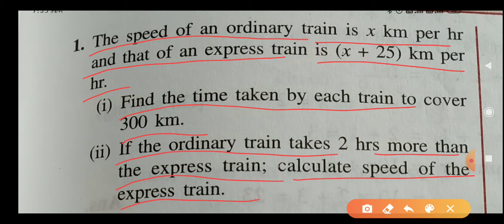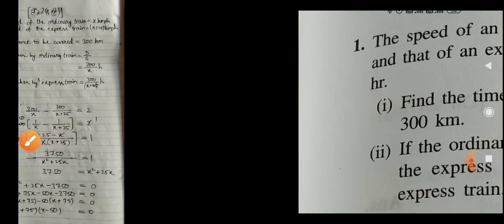First of all, you have to recognize what is given in the question. Speed of ordinary train is given as x kilometer per hour. Speed of express train is given as x plus 25 kilometer per hour. Distance to be covered, 300 kilometer, is given. You have to find the time taken by each train. In the second part, you have to find the speed of both the trains. This time speed in terms of x is given, so you have to find the constant value of the speed. So you see the solution.